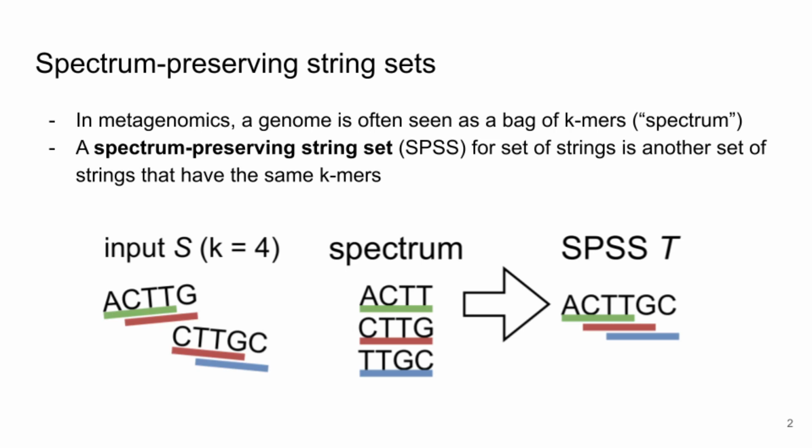So here is an example where K equals 4. The set of input strings is on the left, and they are ACTTG and CTTGC. The spectrum of these strings is in the middle, so these are all the K-mers in these input strings. And on the right we have an SPSS of the input. So the string on the right contains every K-mer that is found in the input strings.